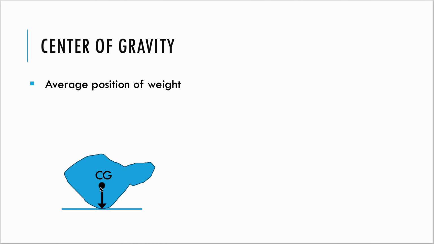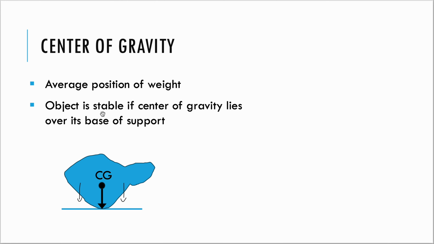We can see in this picture the center of gravity is at this point. That means that there's as much weight acting on one side as there is on the other side. The object is stable if the center of gravity lies over its base of support. We can see here if we extend a line down from the center of gravity that it falls on the base of the object, which is supported by the ground there. So that means this object is stable, it's not going to tip over.